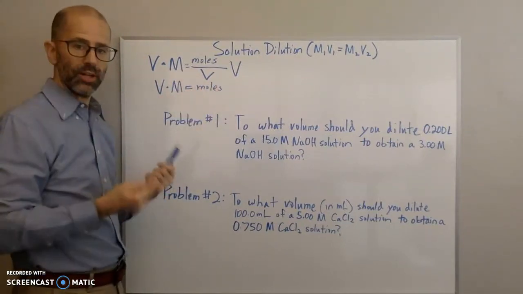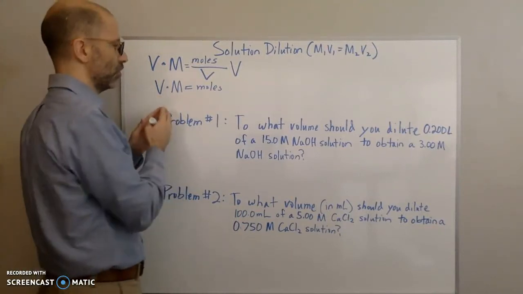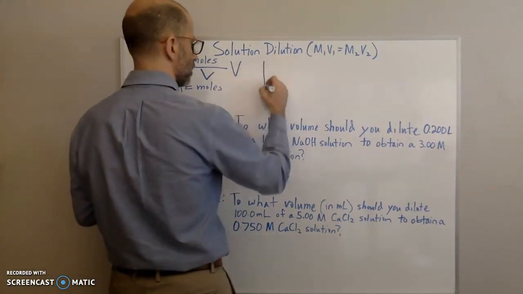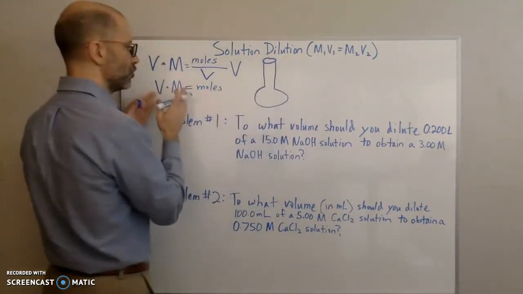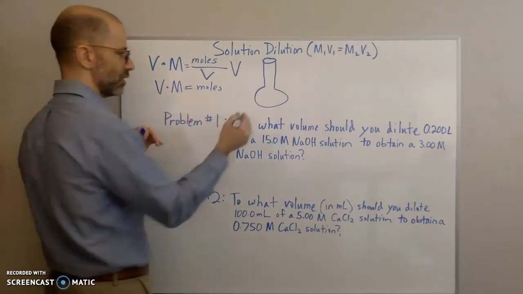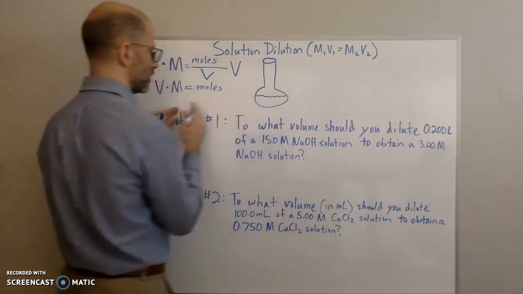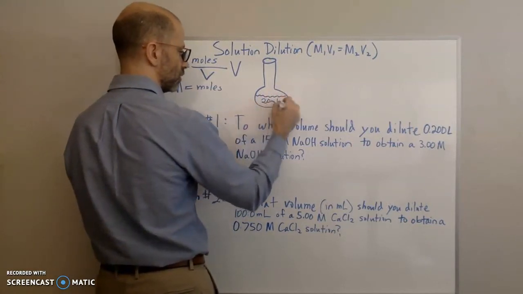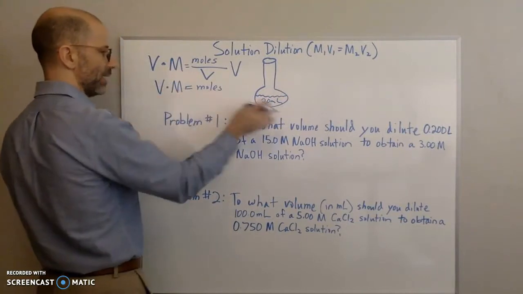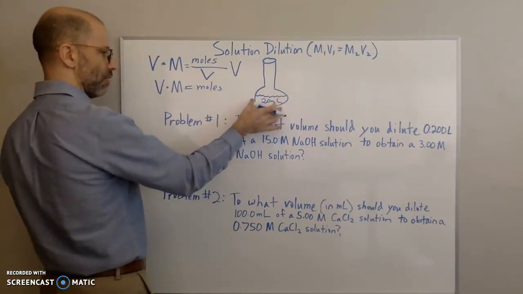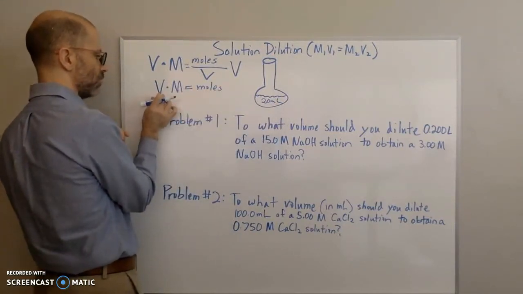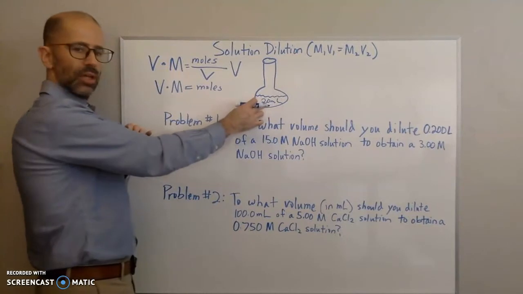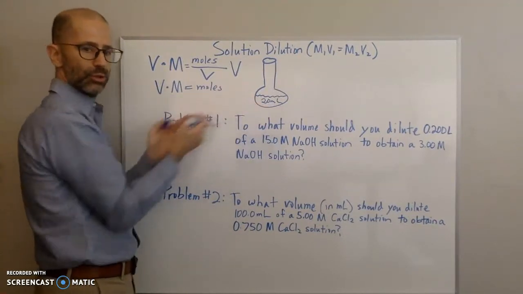Now, where this comes in with dilution is, let's say I have a certain stock solution, and I put a certain number of milliliters of my stock solution in here. Let's say this is 20 milliliters, and I know the molarity. So I can calculate the number of moles that are in this volume that I took. I multiply the volume by the molarity, and that gives me a certain number of moles in the flask.